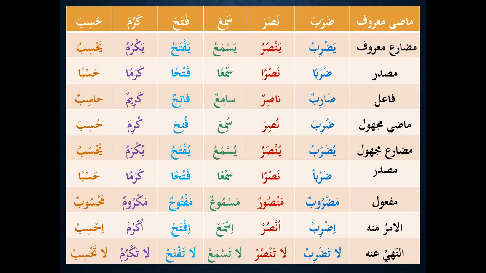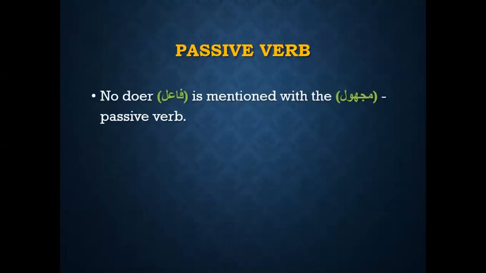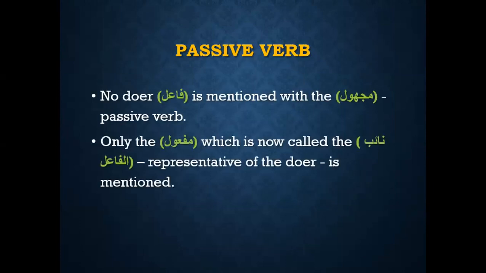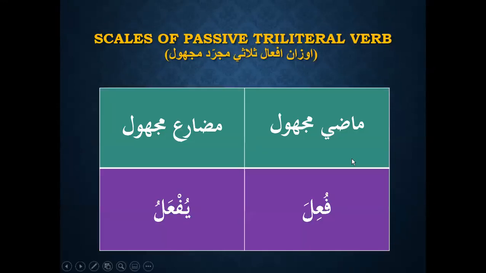So that's their framework. Passive voice, as you know, you do not have a doer there. Rather, the scale of Fu'ila for all six categories remains the same. The Maf'ul, which is the object, takes the place of Fa'il and it is called Na'ib al-Fa'il, representative of the doer. So this is the scale. Fu'ila Yuf'alu. They do not change. There are no six categories for the six babs. For all six Bab, there's only one category of Majhul structure or framework. It's always going to be Fu'ila scale.